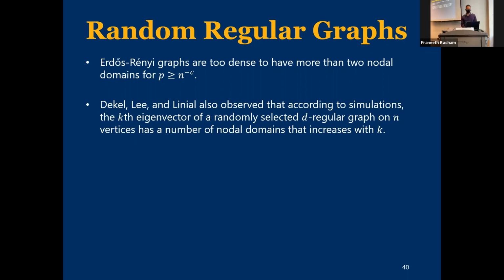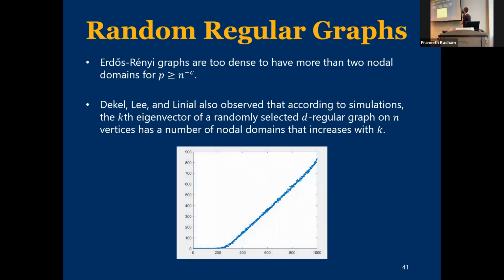And this is something I just ran a couple days ago, this is the number of nodal domains for a 1000 vertex graph that's 3-regular generated at random. As opposed to before, the y-axis counts the number of nodal domains. For the first 200 or so eigenvectors, there's a constant number of nodal domains, probably around 2. But then at the edge of the spectrum, for the 1000th eigenvector, we get a very high number, almost 900 nodal domains.